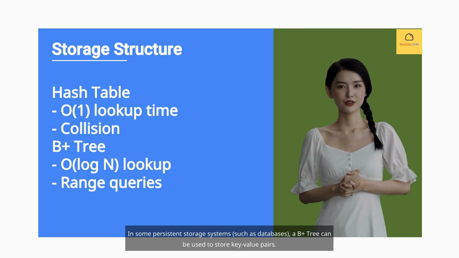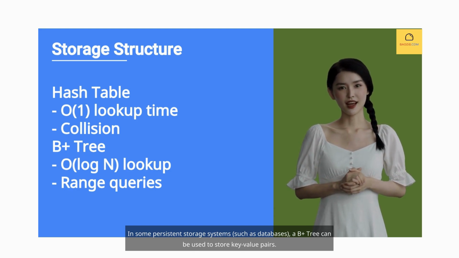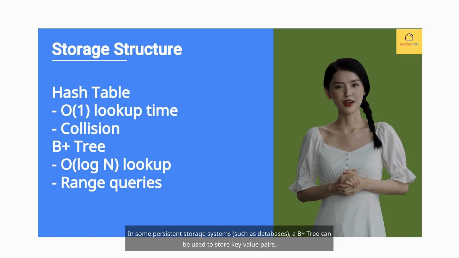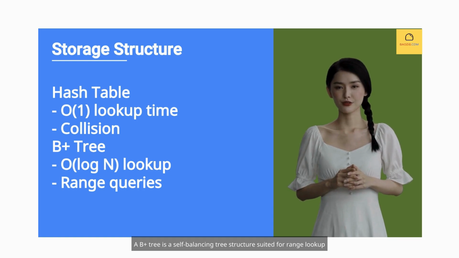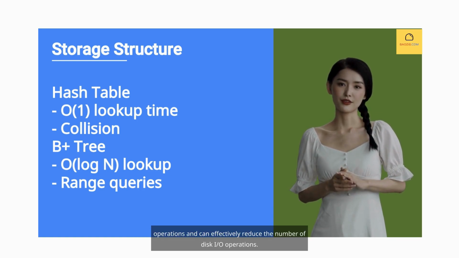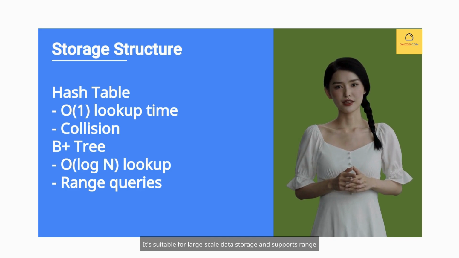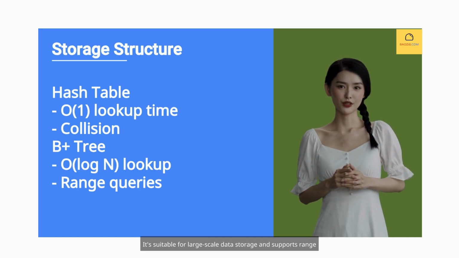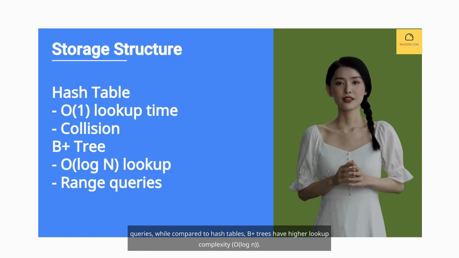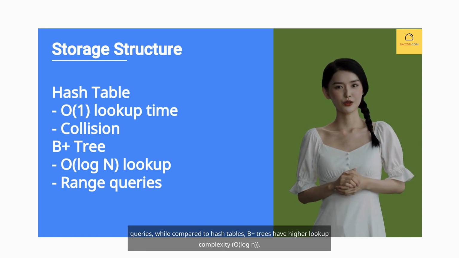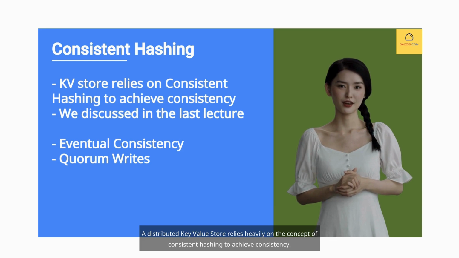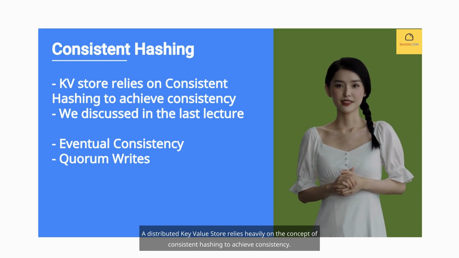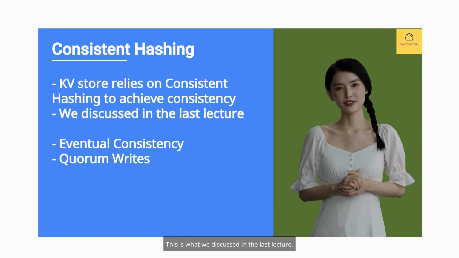In some persistent storage systems, such as databases, a B+ tree can be used to store key-value pairs. A B+ tree is a self-balancing tree structure suited for range lookup operations and can effectively reduce the number of disk I/O operations. It's suitable for large-scale data storage and supports range queries, while compared to hash tables, B+ trees have higher lookup complexity, O(log n). A distributed key-value store relies heavily on the concept of consistent hashing to achieve consistency. This is what we discussed in the last lecture.